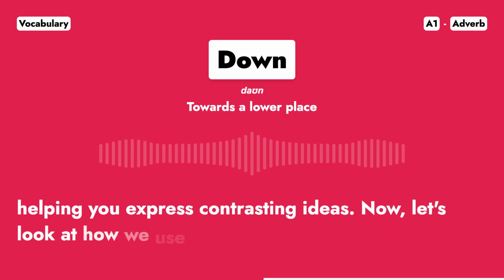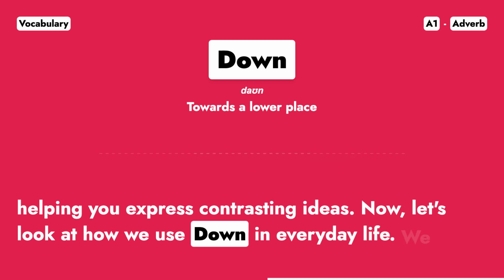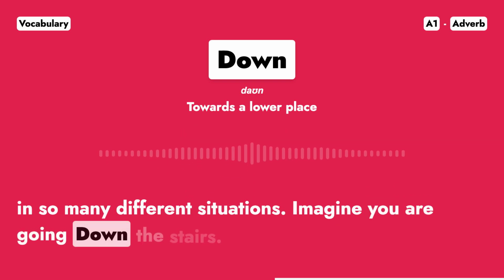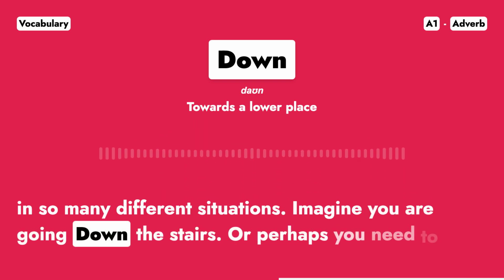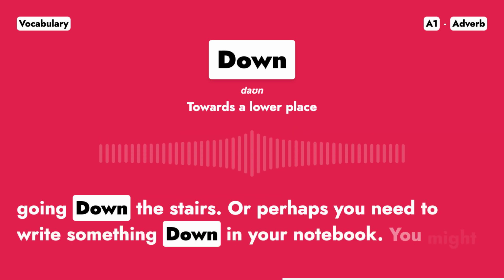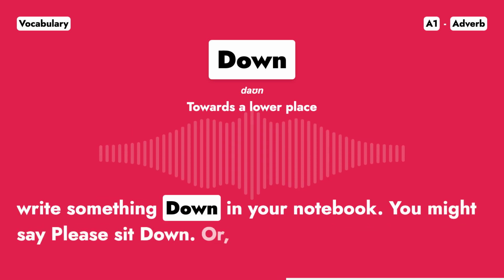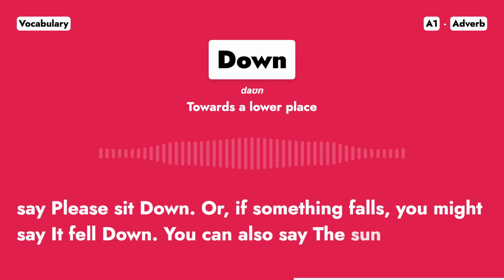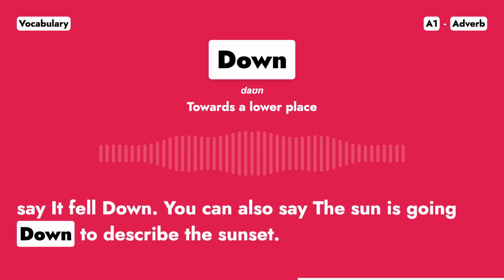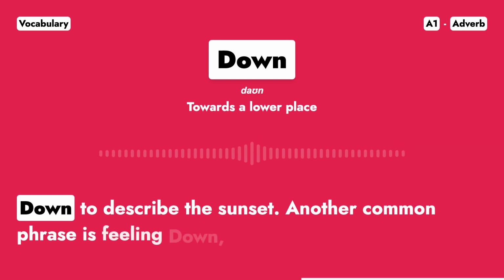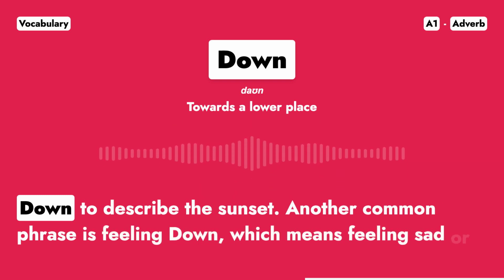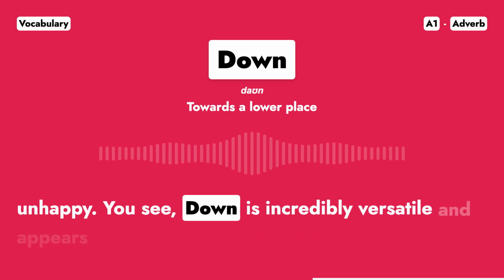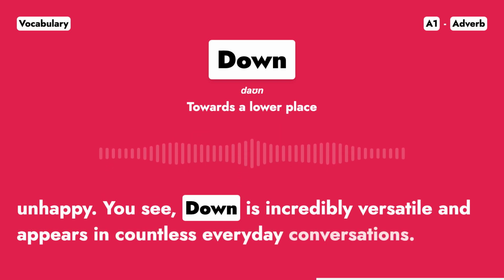Now, let's look at how we use down in everyday life. We use it in so many different situations. Imagine you are going down the stairs. Or perhaps you need to write something down in your notebook. You might say, "Please sit down." Or if something falls, you might say it fell down. You can also say the sun is going down to describe the sunset. Another common phrase is feeling down, which means feeling sad or unhappy. You see, down is incredibly versatile and appears in countless everyday conversations.